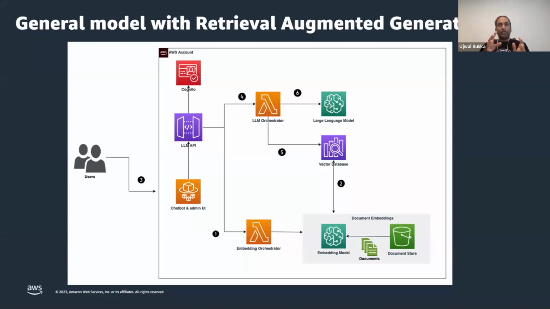The way the RAG approach is implemented, if you look at step one, first you take an embedding model and feed it with your documents or your data, and it creates embeddings out of your documents.